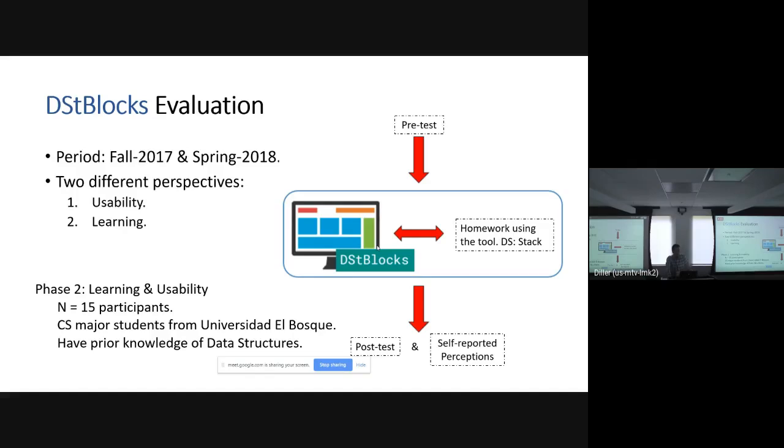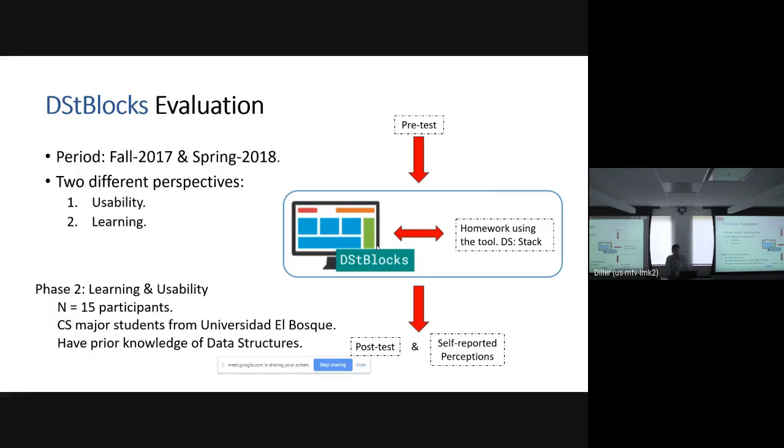They had an activity working with the technology, working with blocks, and the idea was working in one particular data structure, understanding it conceptually and practically, and doing the whole activity first with blocks, then with text, and then getting to self-report and present how was their experience and how was their perspective.